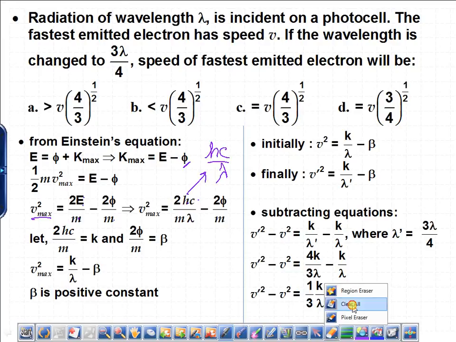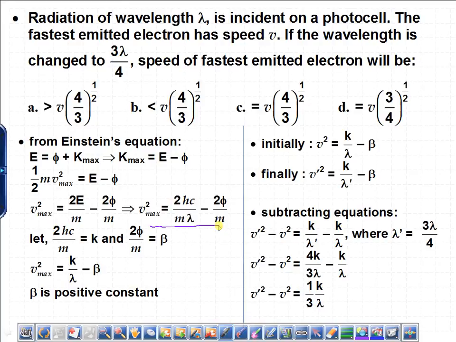So this is the equation that we get, out of which we find that 2, h, c, m and phi all are constants. So we can put up some constants. Twice hc by m, let us say, is equal to constant k, and 2 phi by m is equal to constant beta. We can very well notice that beta is a positive constant, because phi is a work function, which is a positive value, and mass is never going to become negative. Altogether it simplifies our expression for the speed. We get v max square is k by lambda minus beta.